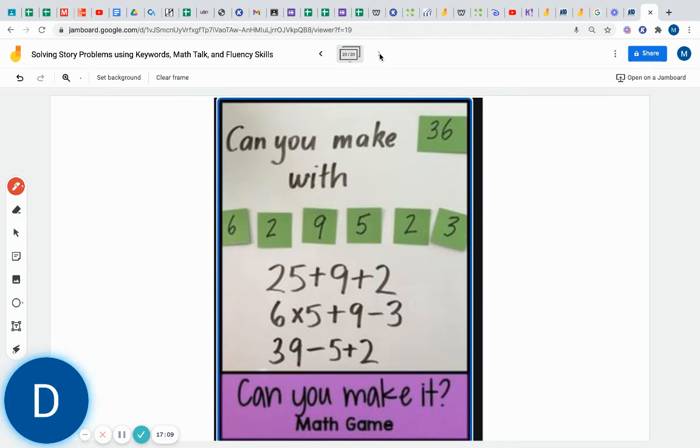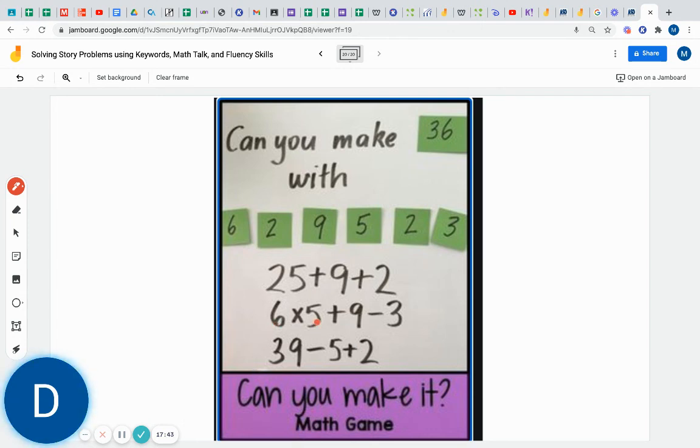Okay, now we're going to play a fun Can You Make It game. It's another type of game. If I chose the number 36 and I gave you these one-digit numbers 6, 2, 9, 5, 2, and 3, and I asked you to combine them in different ways to equal 36, would you be able to do that? Well, let me show you some combinations that you could use. You could take the one-digit number 2 and the one-digit number 5, combine them, make the number 25, and add 9 plus 2, and that should equal 36.